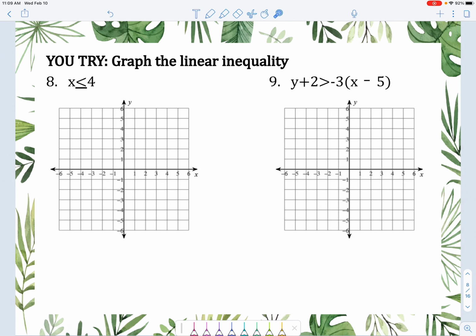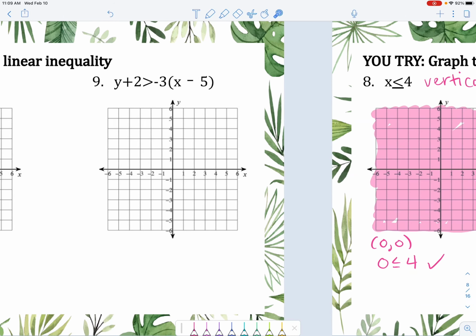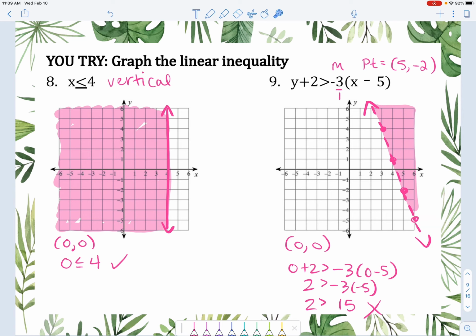Here are a couple for you to try. Again, start by graphing the linear inequalities the same way that you would if they were equations. Before you connect your points, look at your symbol to determine is it a solid or dashed line, and then use a test point to determine which half plane you shade. All right, so hopefully you've given that a go. If not, you may want to pause the video here because I'm going to show some solutions. Here's what you should have gotten for your graphs.